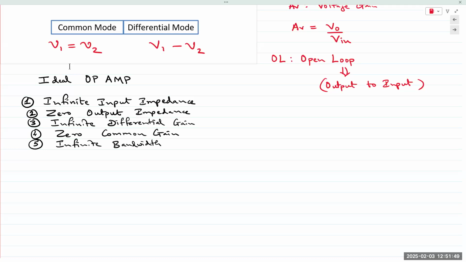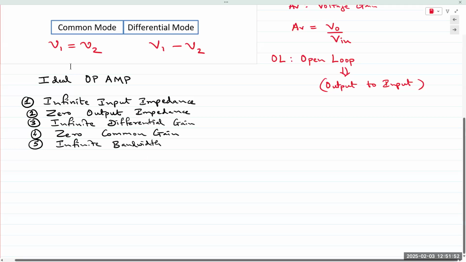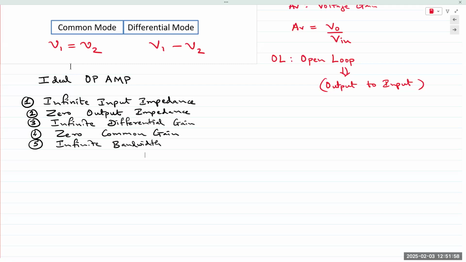And then infinite bandwidth. Infinite bandwidth means it will have the same operation, it will behave the same for a wide range of frequencies. In reality, the op-amp does not behave like that.